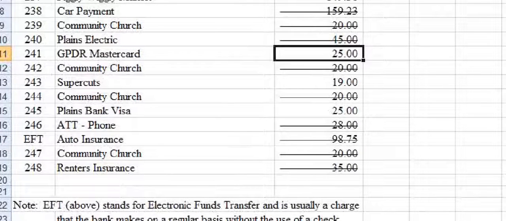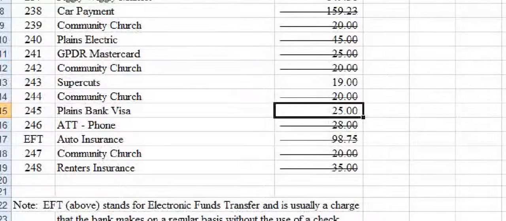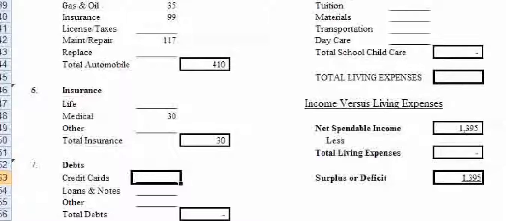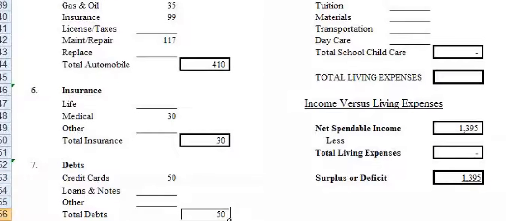We strike them out and enter $50 on the blank form next to credit cards. The total debts shows the $50. Again, this category should not include a mortgage or car payments. Those are captured under housing and automobile.